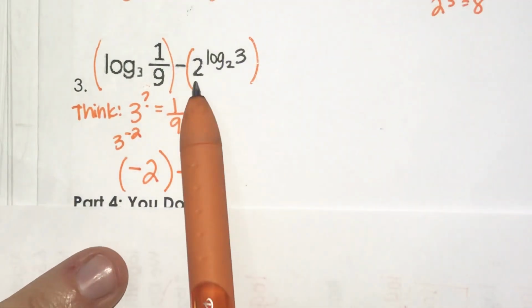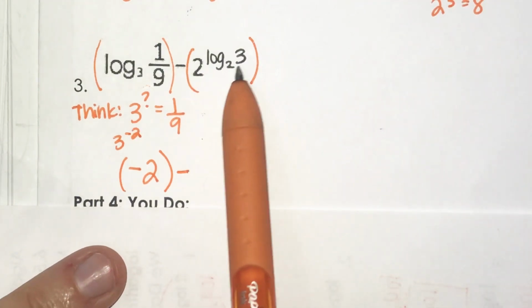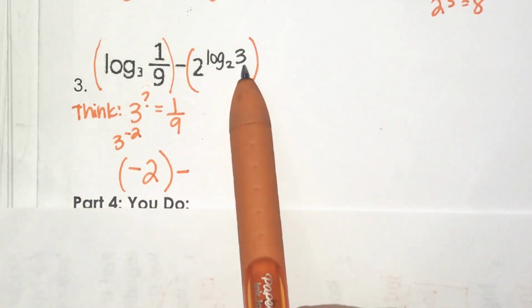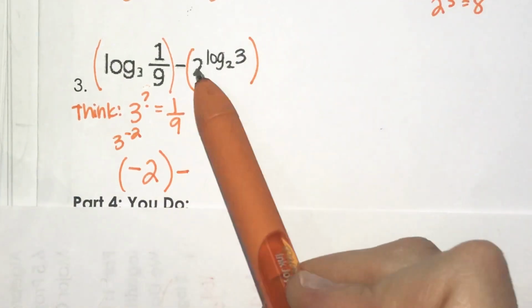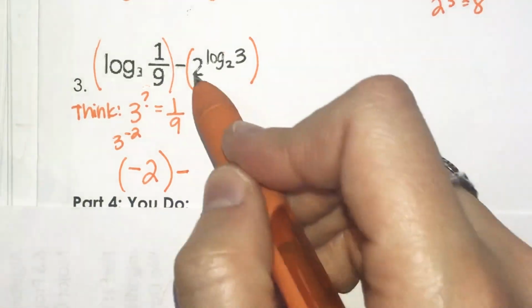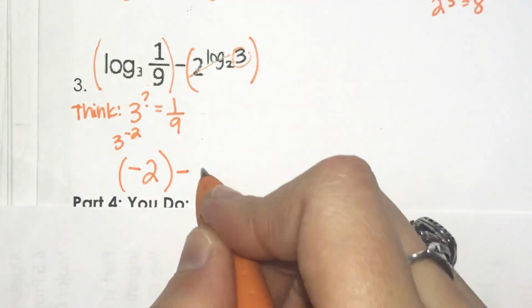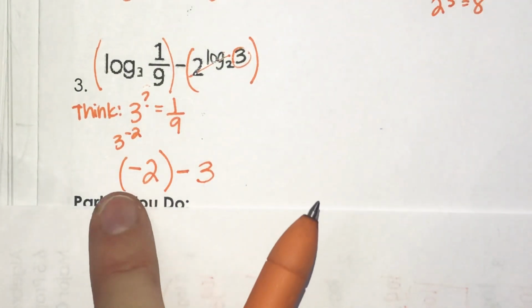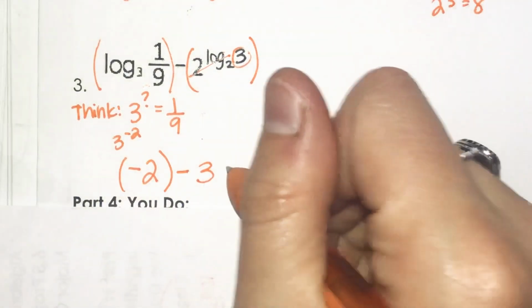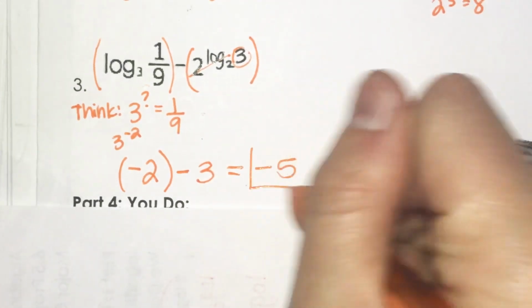Okay, 2 to the power of log base 2 of 3. So this is that exponential logarithmic inverse piece, which says 2 to the log base 2. These two kind of cancel each other out, and I'm just left over with 3. So then my final part is to just evaluate. Negative 2 minus 3 gives me negative 5.